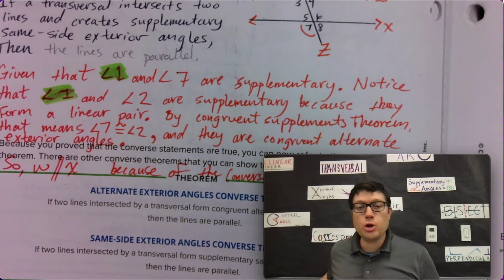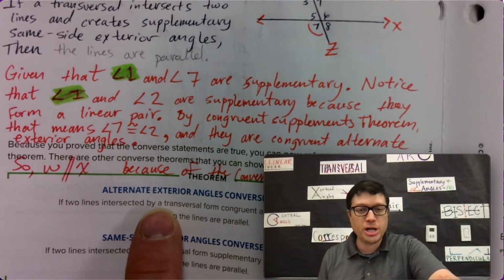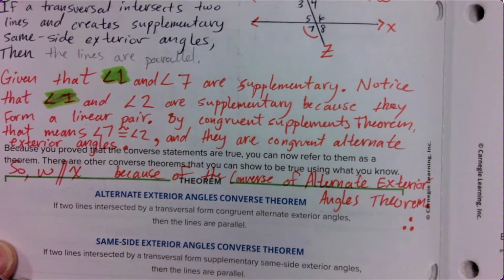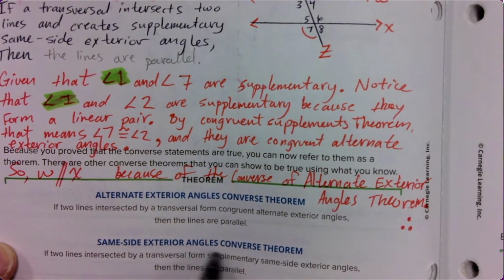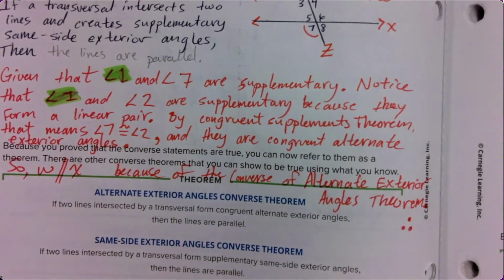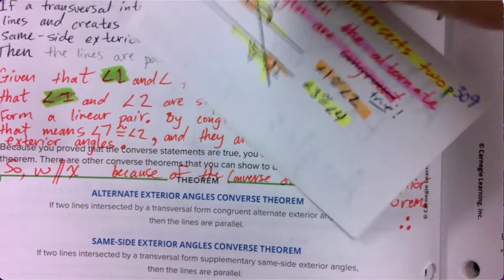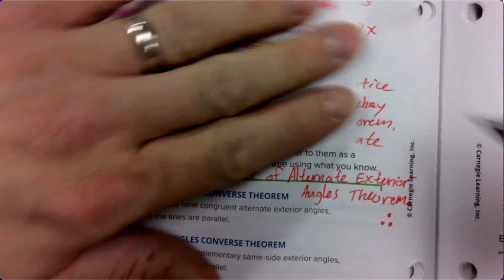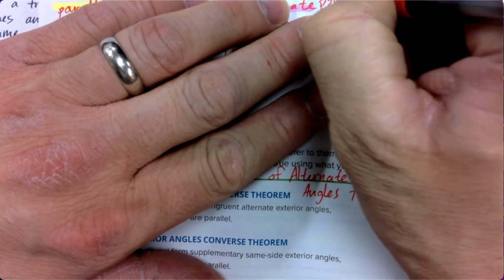You guys, please take your note cards. Please take the theorem, the alternate exterior angles theorem, the converse, and take the same side exterior angles converse and add them to your note cards, or at least comment on where else you've seen them, like we saw this on page 312. All right.